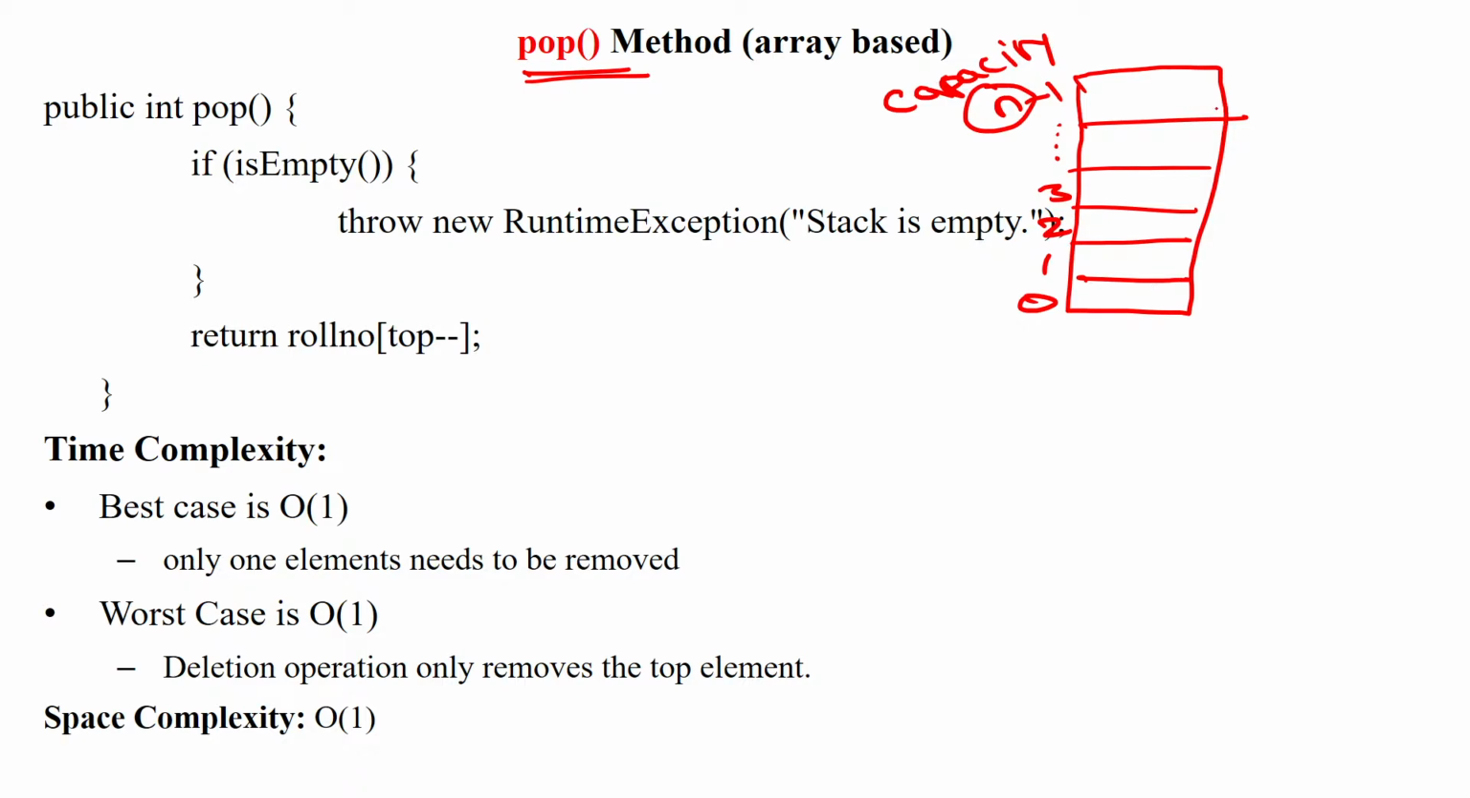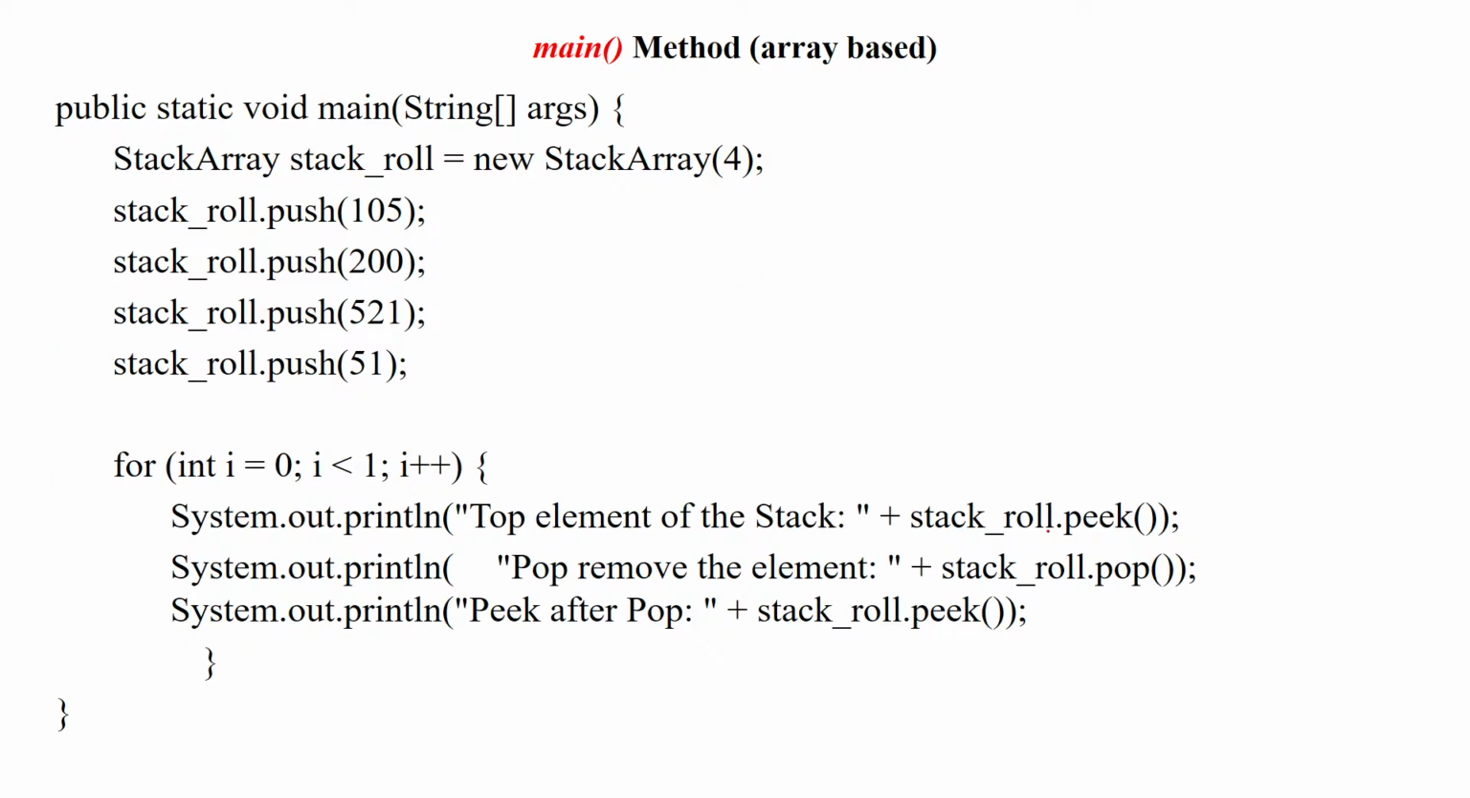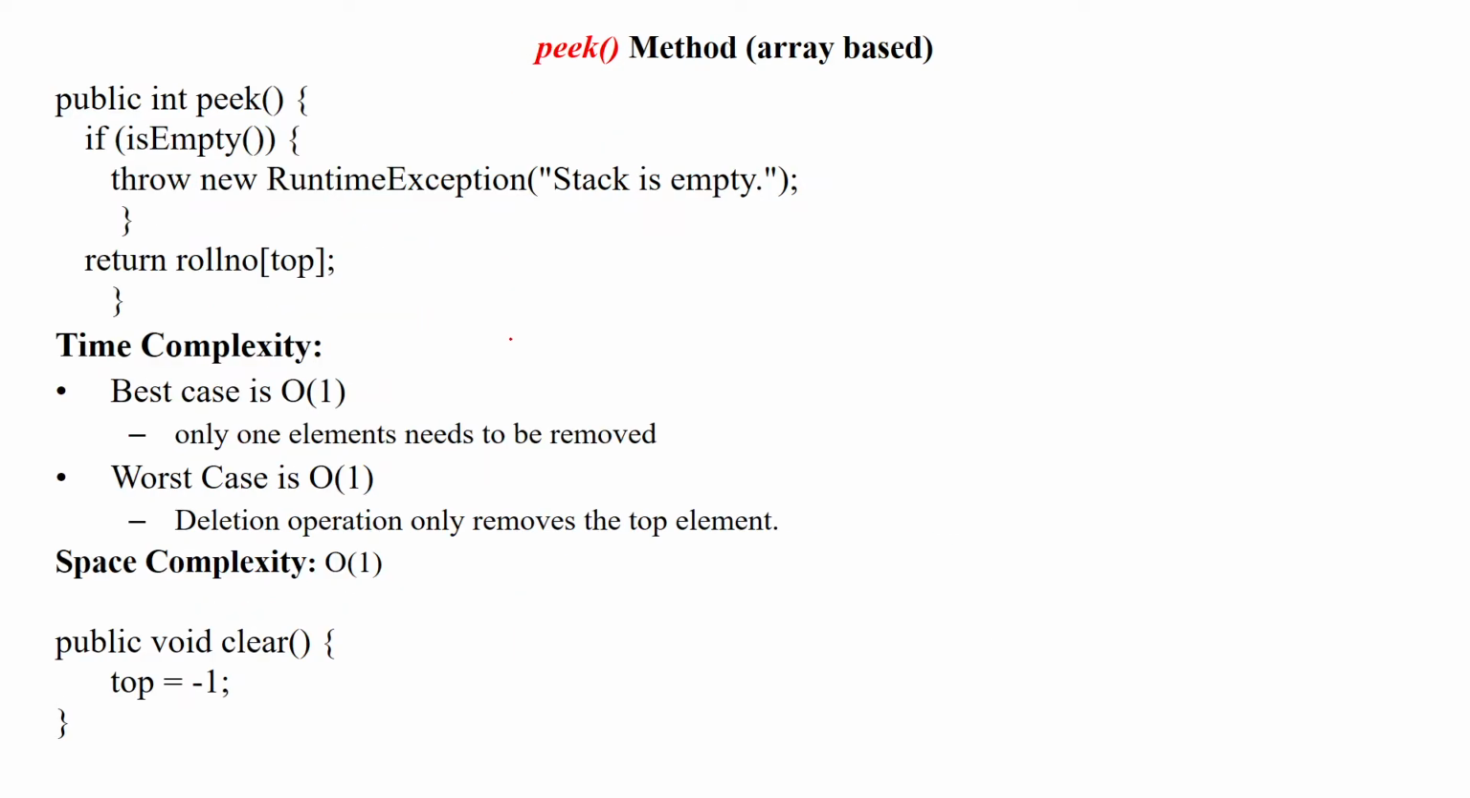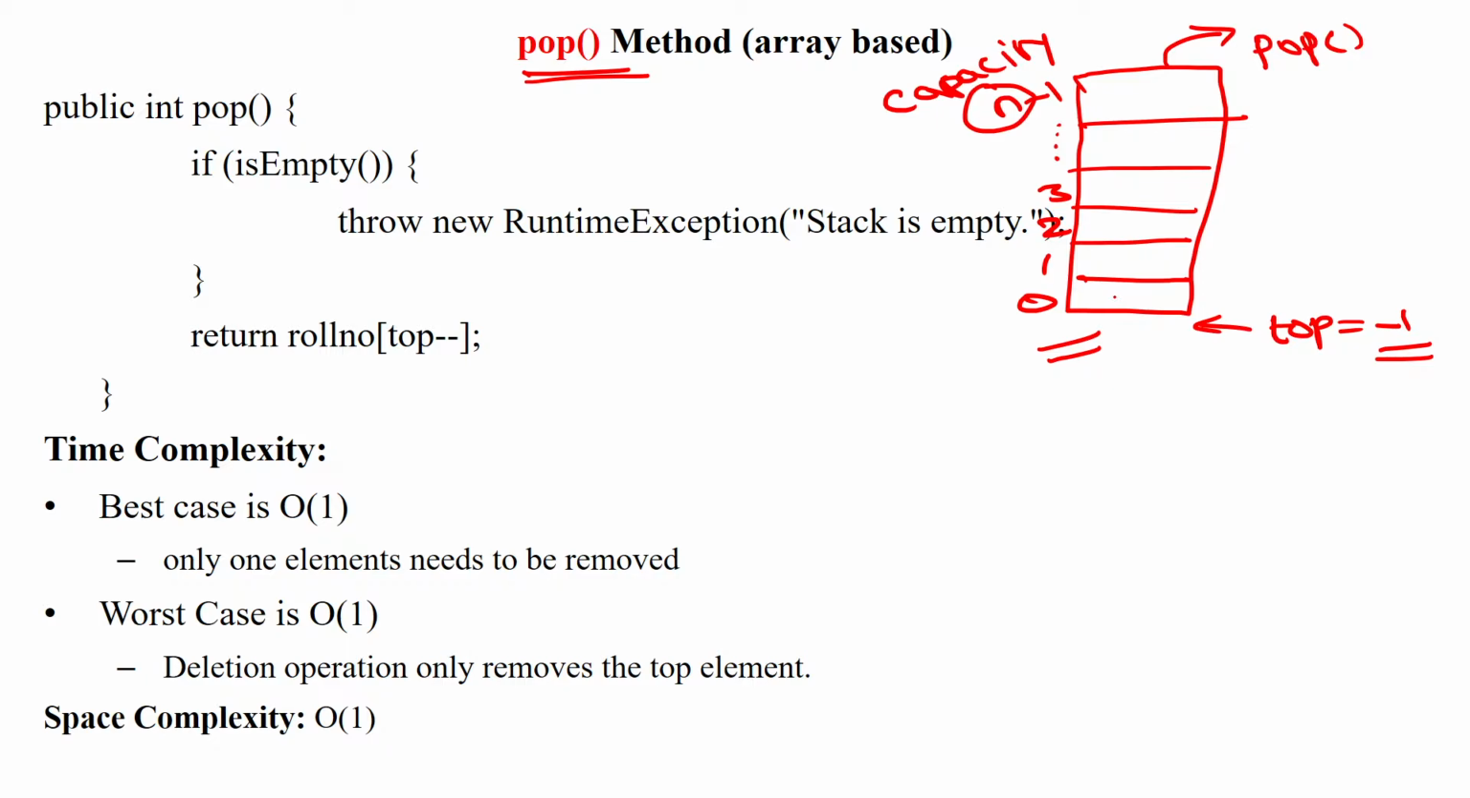Now, whenever we are trying to remove or delete an element by using the pop method, we should check whether the stack is initially empty or not. The top value representing -1 means the stack is empty. Here we are calling the pop method from the public static void main. Now, assume our elements are like this.